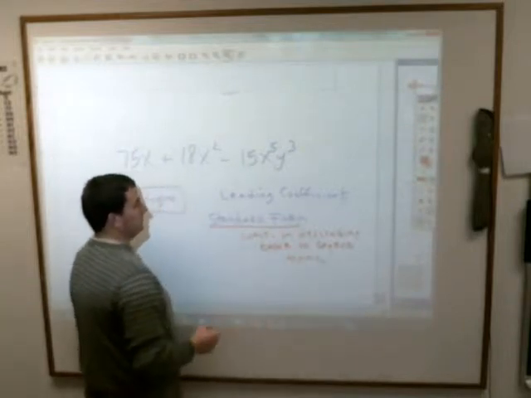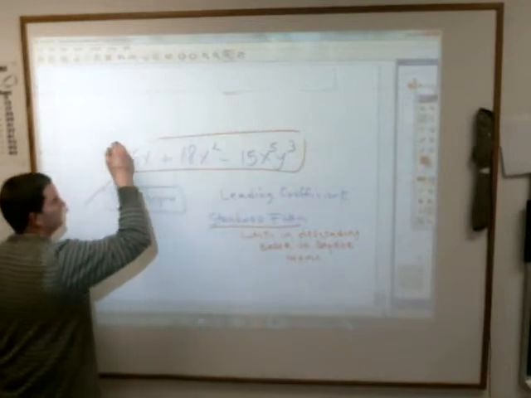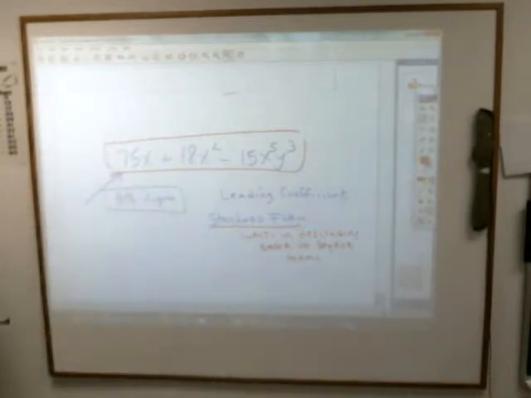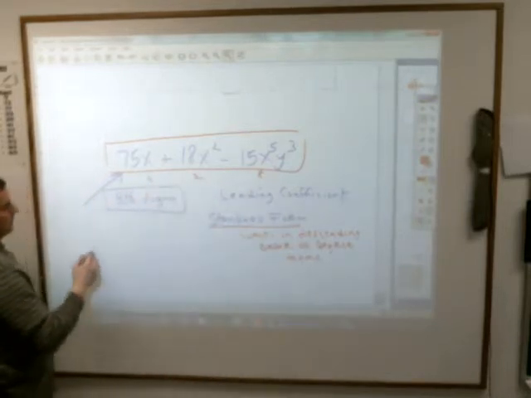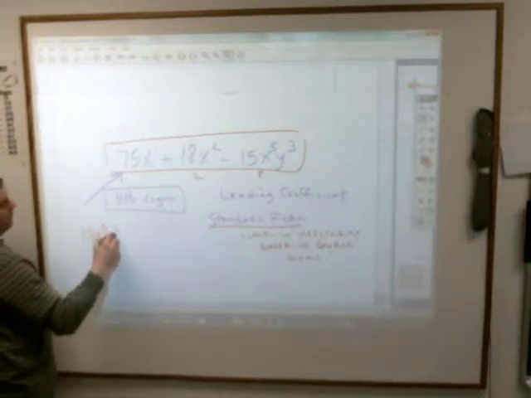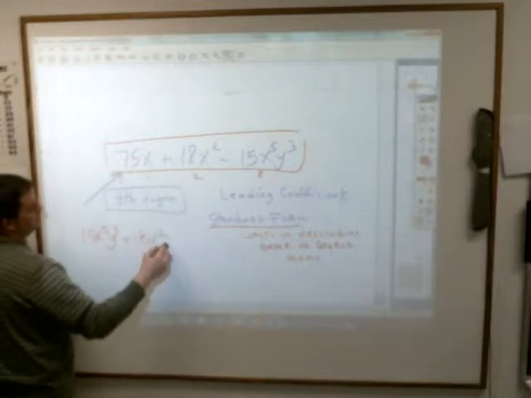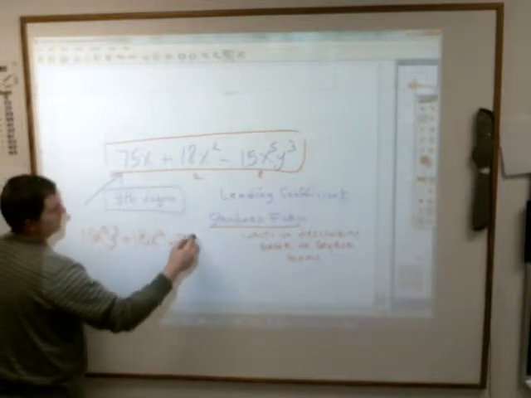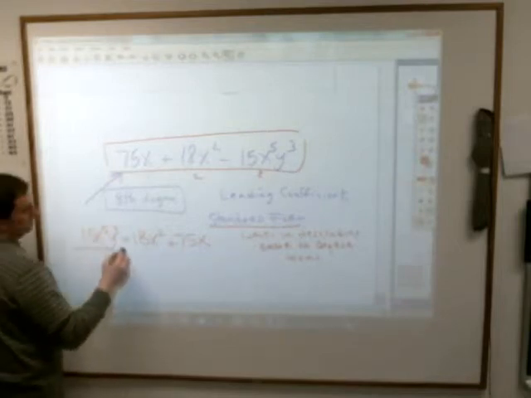Which simply means, if I was writing this one in standard form, you start with the highest degree term first, and then you just go down from there. So I know this was 8, and this was 2, and this was 1. So it goes 15x to the 5th y cubed plus 18x squared plus 75x. This would be written in standard form.